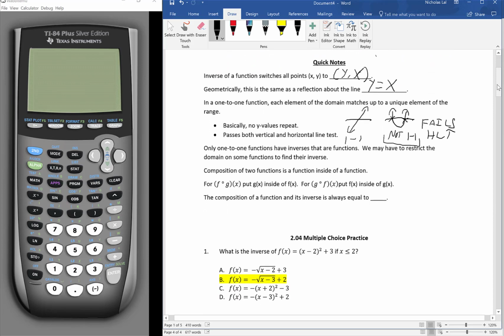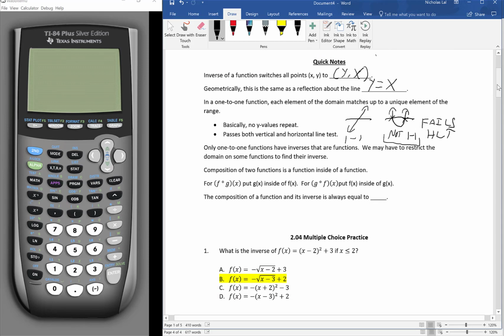A composition of two functions is a function inside of a function. So f circle g of x means put g of x inside of f of x. That would look like f of g of x. And g circle f of x, you put f of x inside g of x. So that would look like this composition, g of f of x.